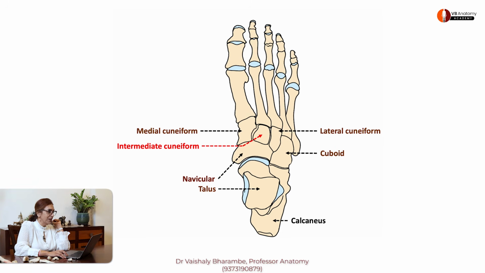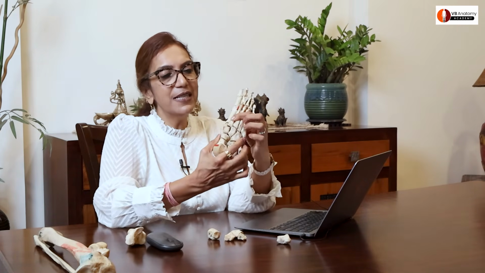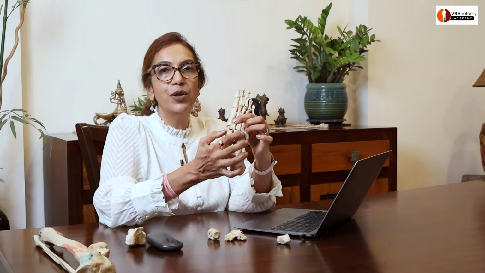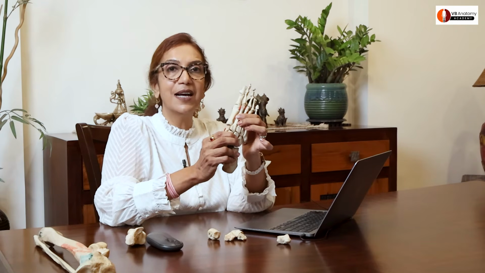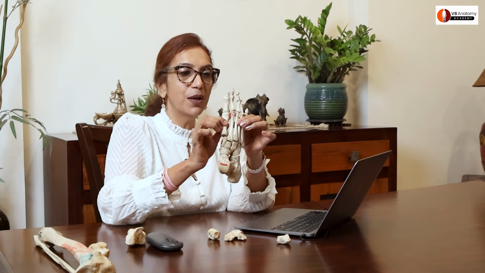If you look carefully, medial articulates with first. Lateral articulates with third. But the intermediate cuneiform is small, and because of which there is a little cup-shaped depression into which the second comes and fits. So look carefully how the second metatarsal is kind of fixed between these three cuneiforms. You can't really move the second metatarsal much. You can move this, you can move this.